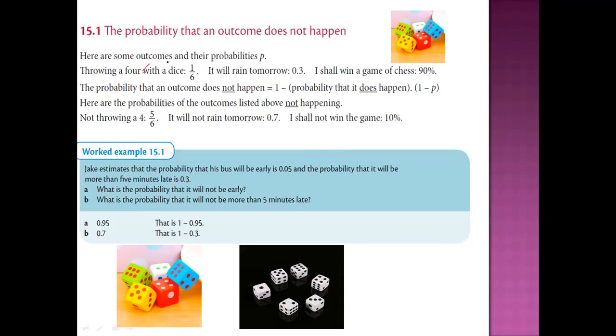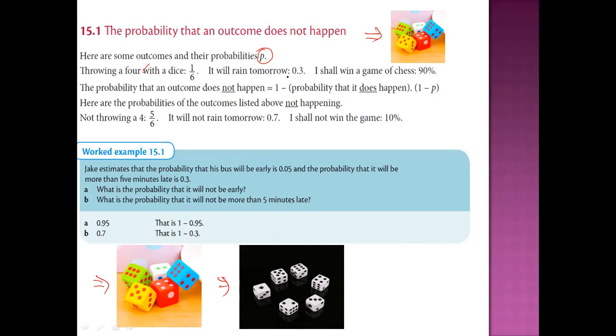So some outcomes and their probabilities P. Throwing a 4 with a dice. What does dice mean? As you see, this one is a dice, or these are dice, the types of dice. So how many different sides does it have? 6. Yes, that's why throwing a 4 with a dice has a probability of 1/6. What is the probability when you throw the dice and you want to get a 4?